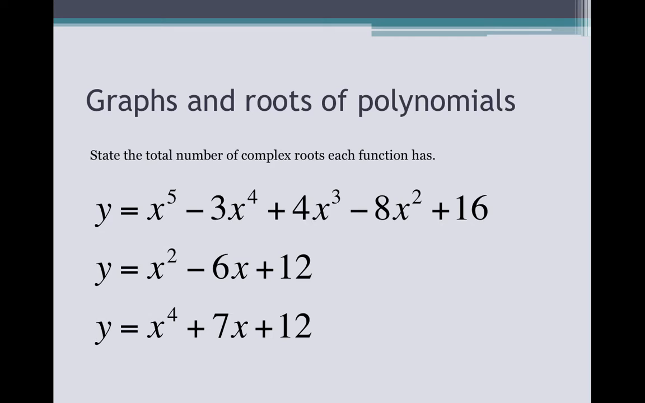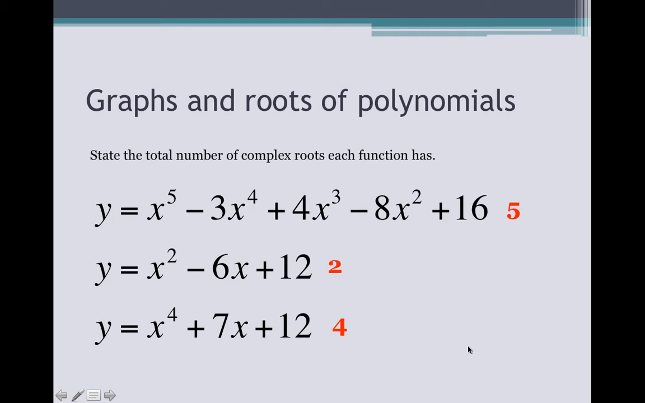So state the total number of complex roots each function has. So I'll give you a second. Think about what we just learned. All right, this first one should have 5 total roots. The real and the imaginary combined would be 5. The second one should have 2 total roots. And the third one should have 4 total roots.